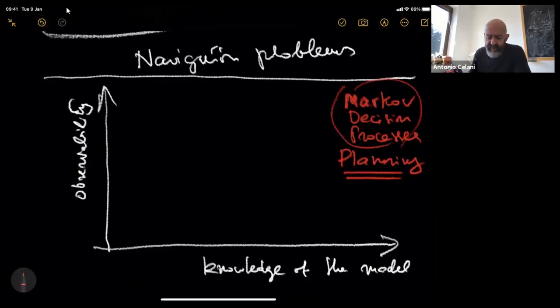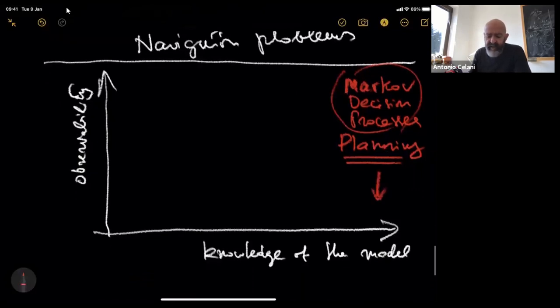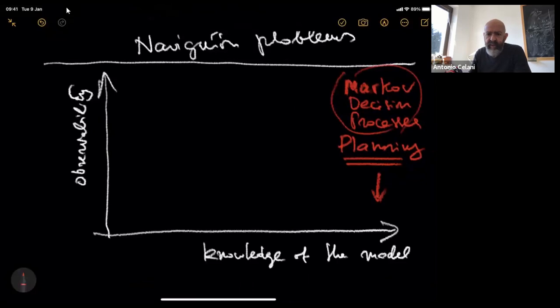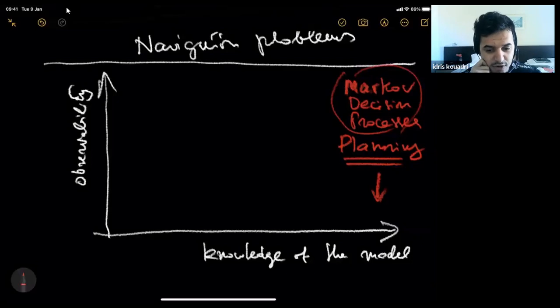If you move down here, you move to another realm in which you have a good model, but you have only partial observations. But still the model is good. So here is the situation where you plan with uncertainty. So the model is known, but some parameters of the model are unknown to you. Just how do you know that the model is good if you don't have good observations? Okay, I will tell you.